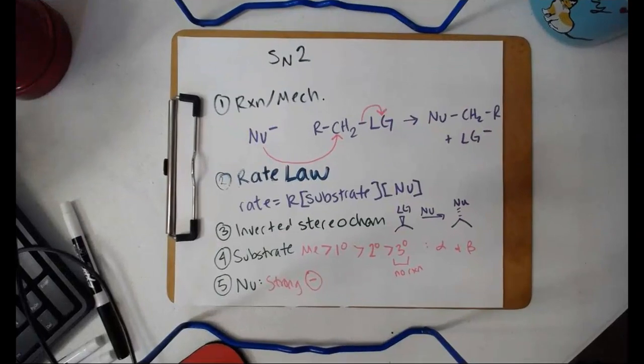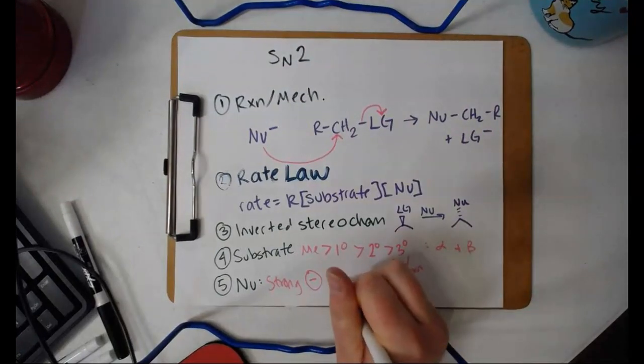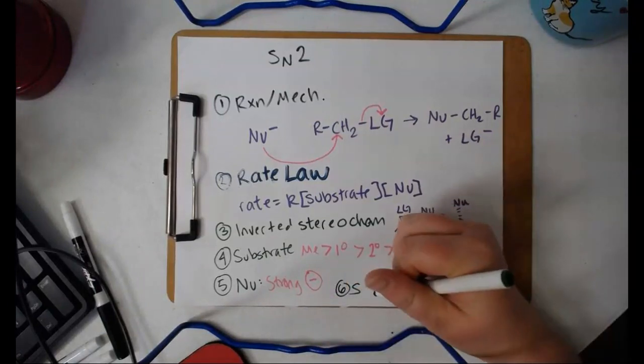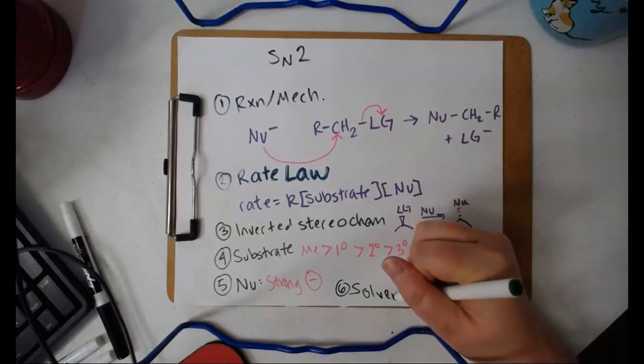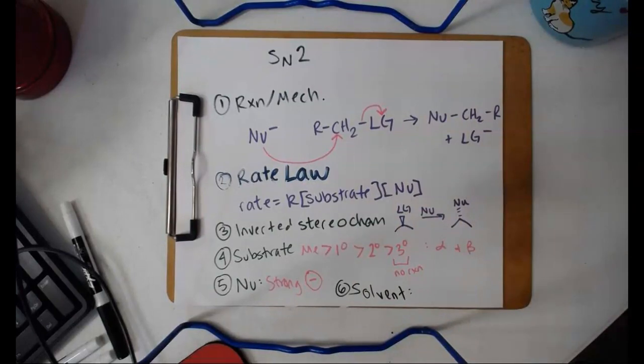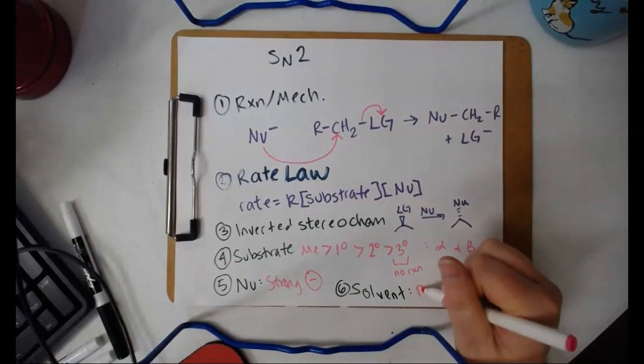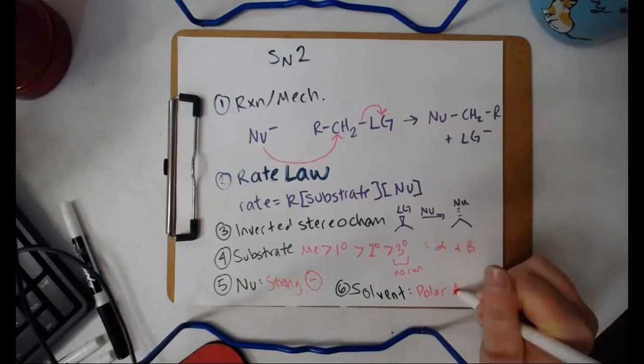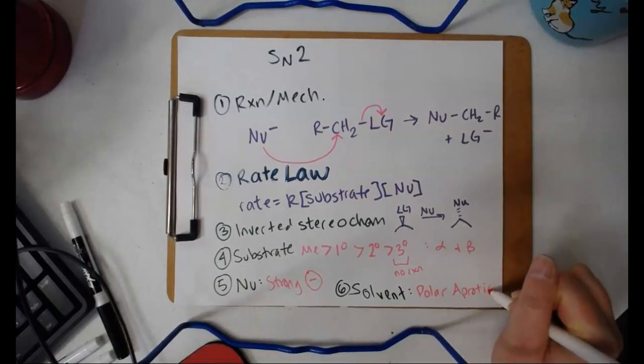So I'm going to add that last piece of it in here to our list. So number 6 down here is solvent. And we're going to say that we want a polar aprotic solvent.